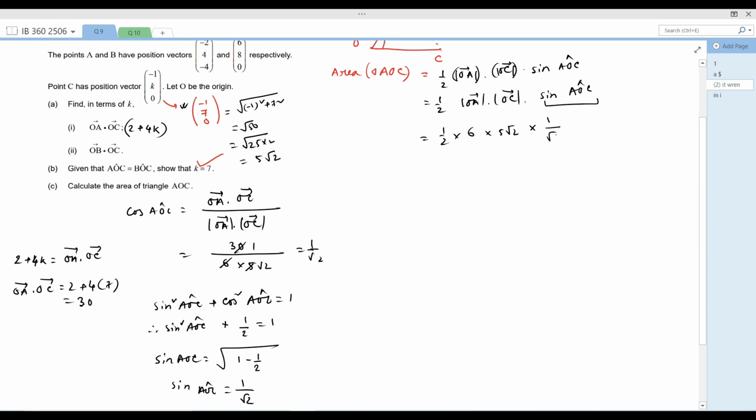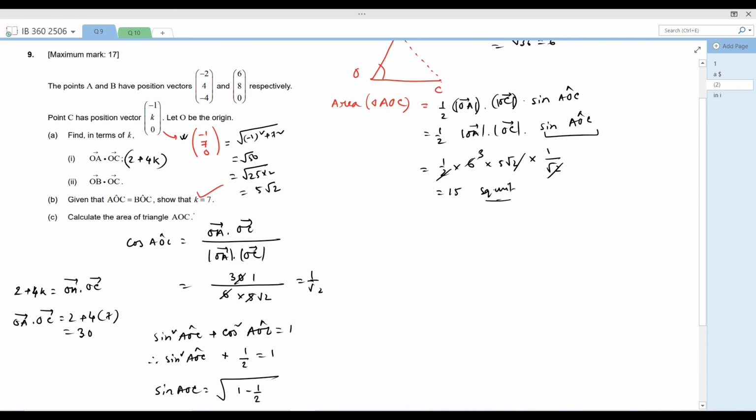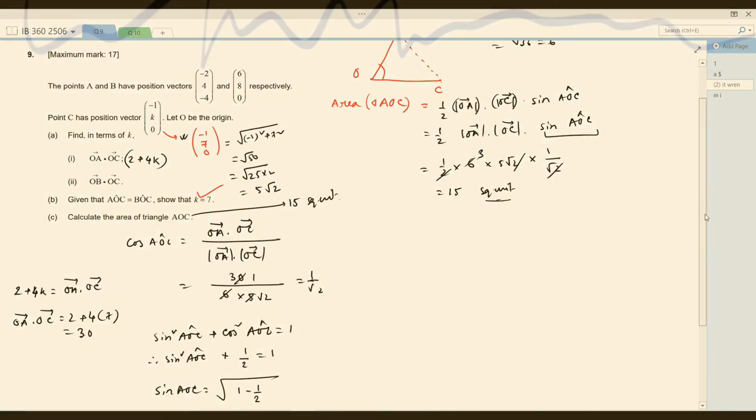So root 2 gets cancelled. It is 3, so 15. This is the value of the area. So it is 15 square units. We can write it, just to give the unit here. So the area of triangle AOC is 15 square units. Okay, so in this way this problem is done.